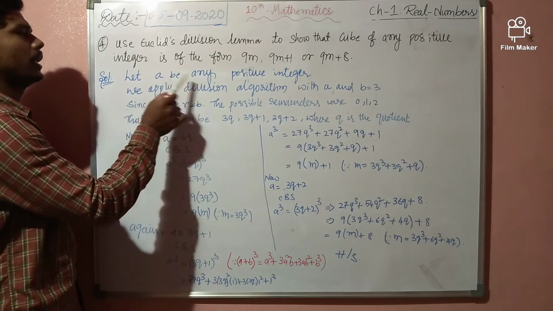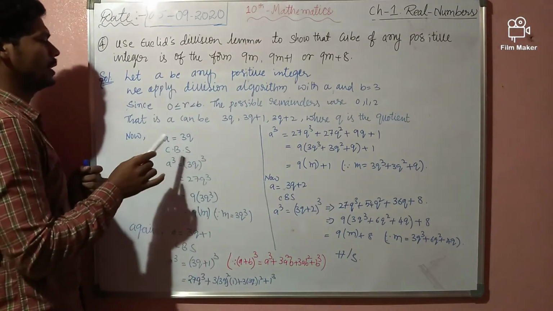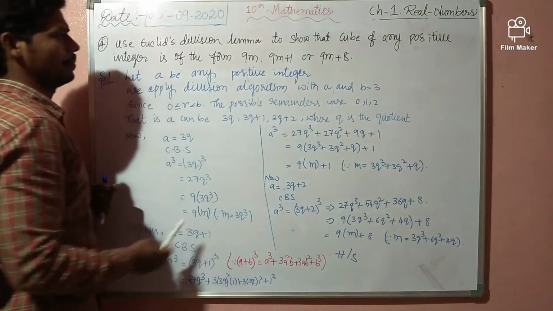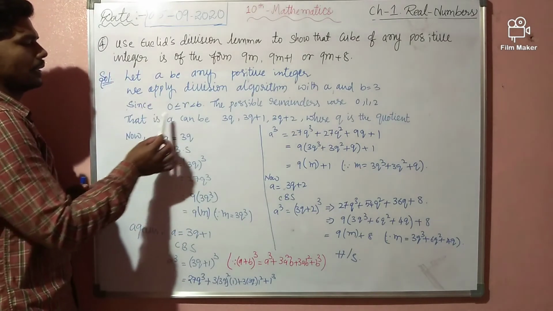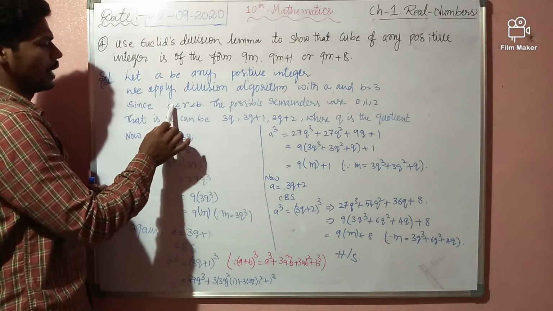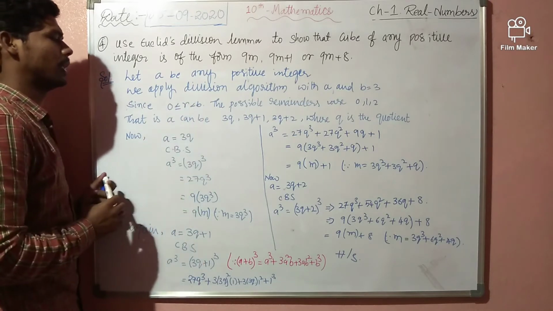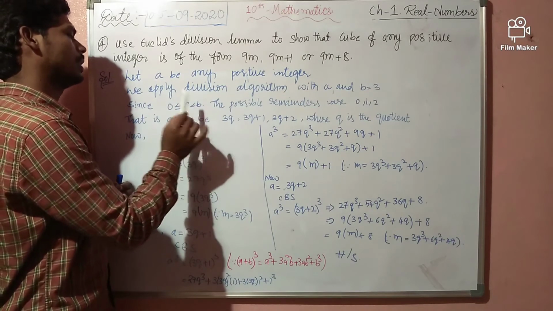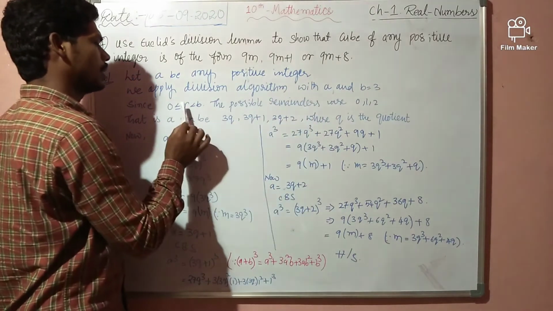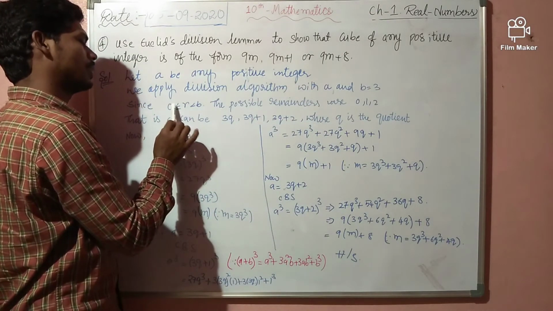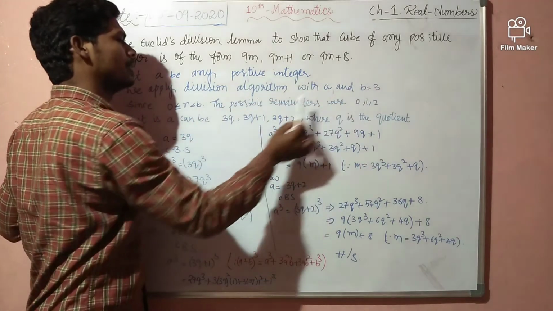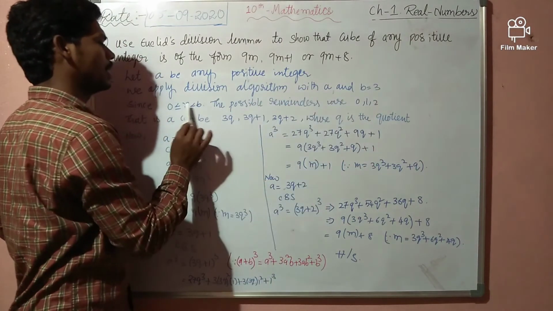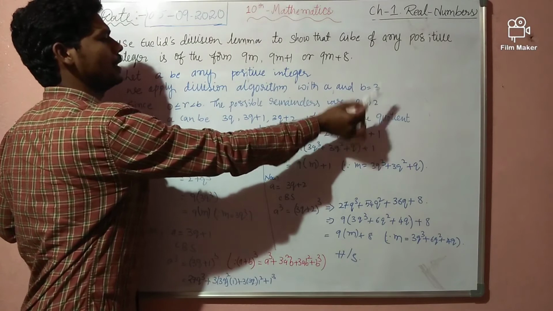So let a be any positive integer. We apply the division algorithm with a and b is 3. Since r is greater than or equal to 0 but less than b, here 0 is less than or equal to r less than b. The possible remainders are r is 0 or more than 0 but less than b. Here b is 3, so 0, 1, 2, till 2 we have to take. Why? Because r is less than b. So less than b in the sense less than 3, that is 2.